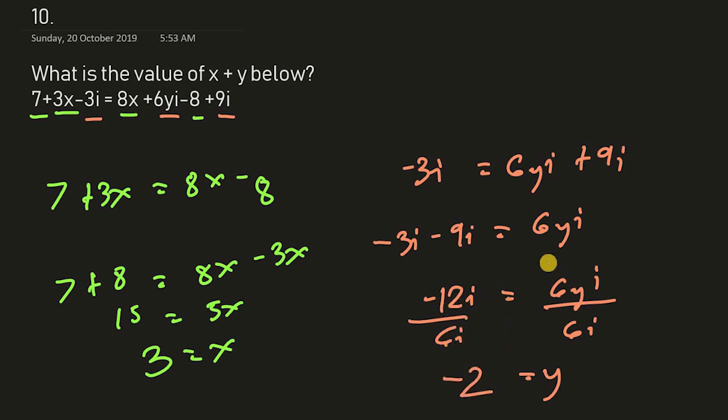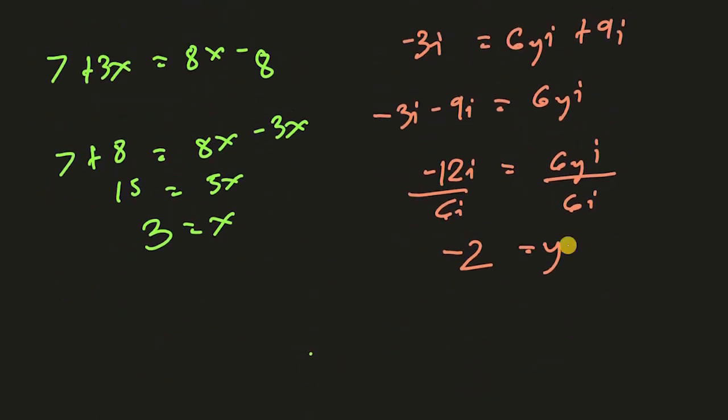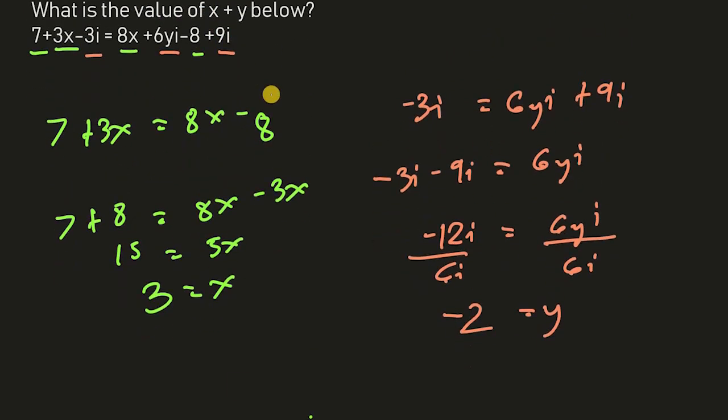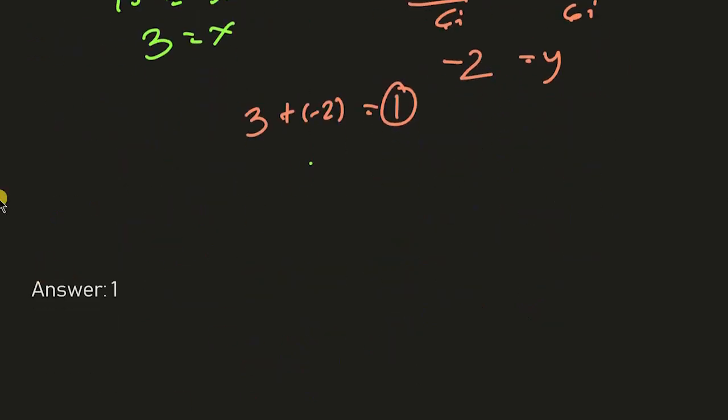Alright? So, since x is 3 and y is negative 2, ang sabi dito, what is the value of x plus y? So, i-add lang natin to. 3 plus negative 2 is equal to positive 1. So, our answer is 1. Tama. Answer is 1. Alright?